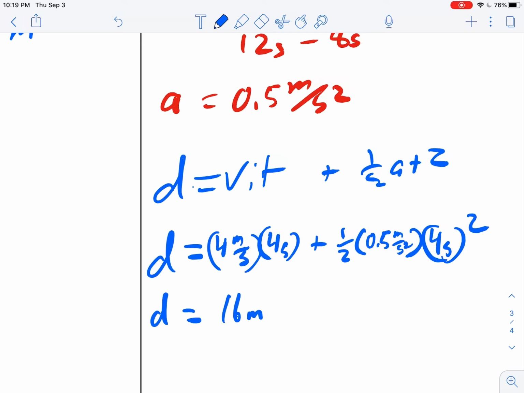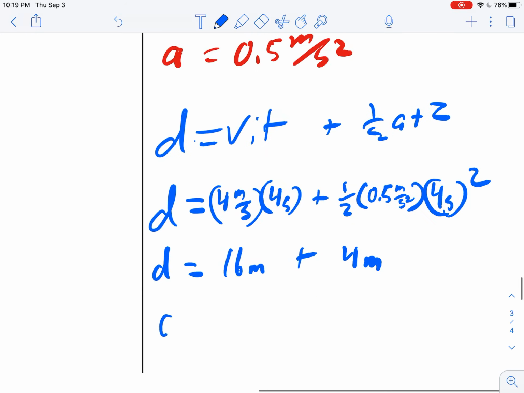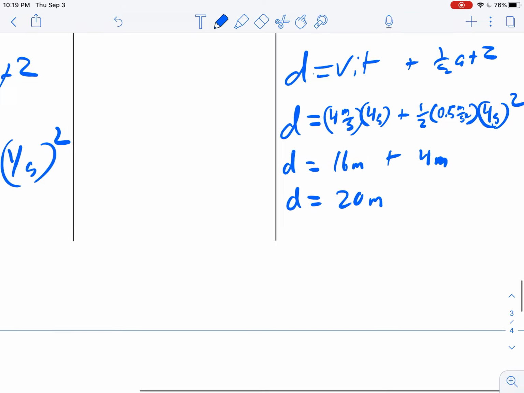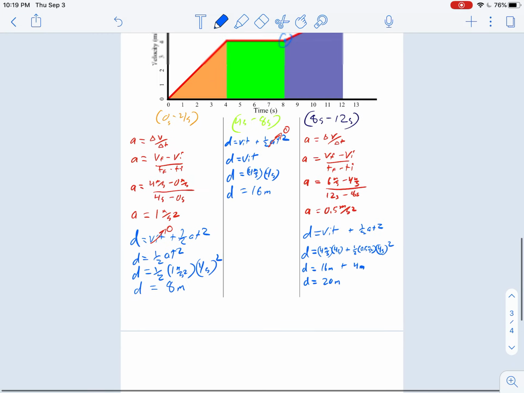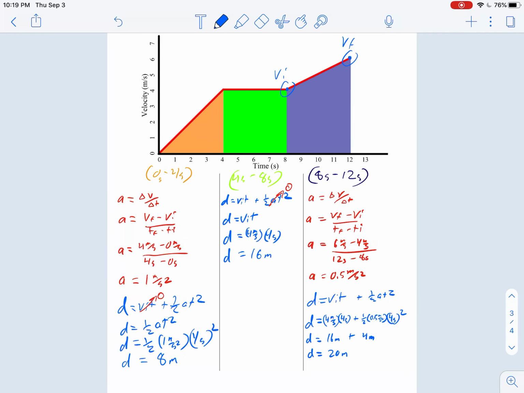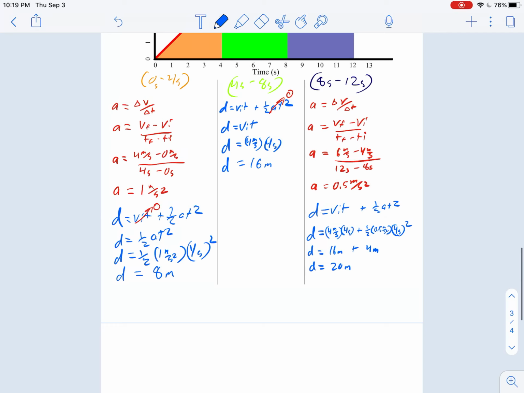All right, so 4 times 4 is 16. Let's see, the other side, 4 squared is 16, times a half is 8, times a half is 4, so another 4 meters. Okay, add them together, so in this third interval, delta x is equal to 20 meters. All right, so in this final segment, I achieved an additional 20 meters.